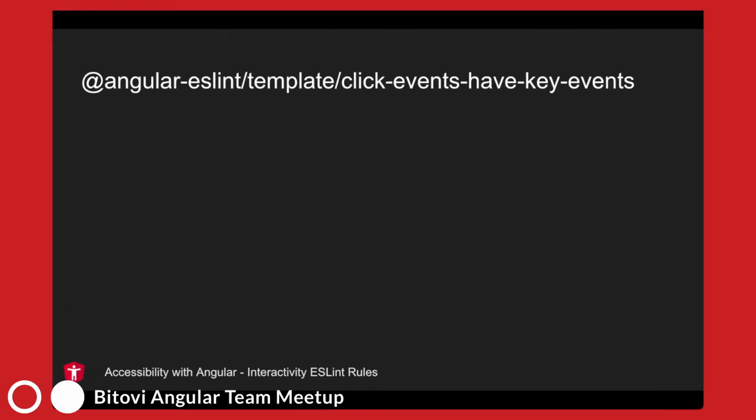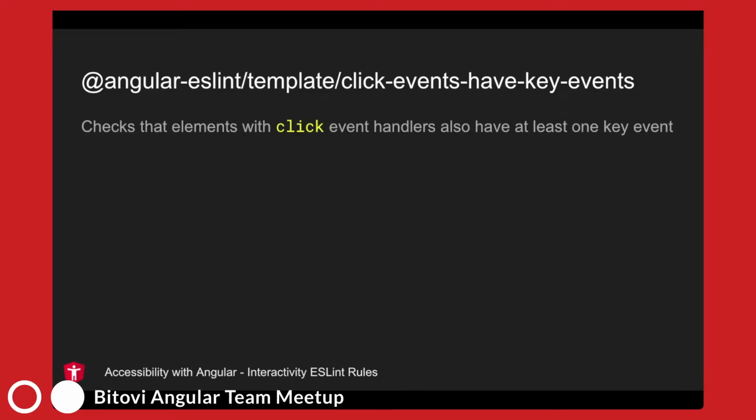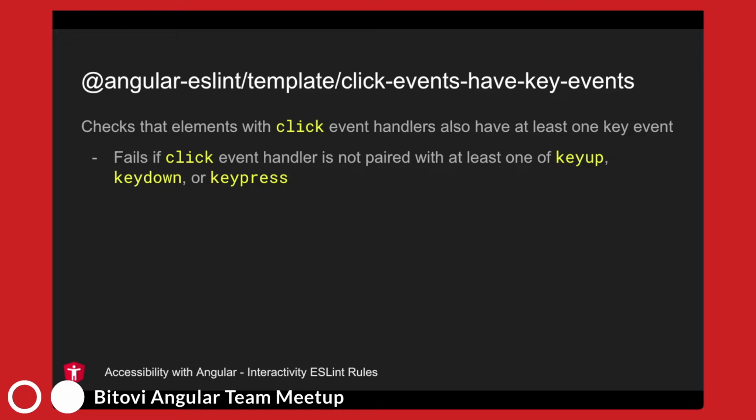All right, so we're on to our last category of rules, and these are interactivity rules. First one is click events have key events. And this basically makes sure that any event that has a click event handler also has at least one type of keyboard event handler.